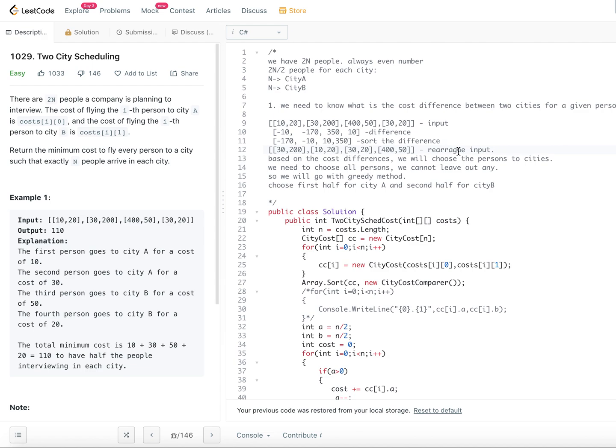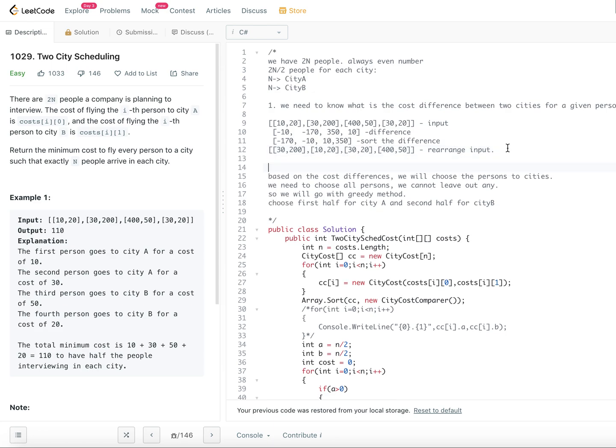So basically we are rearranging the input. Now that we have rearranged the input, what we are going to do is a greedy method. What is the greedy method? Basically, whatever the cost that is optimal, you just take it. In a greedy method, you are being greedy, and whatever is optimal for you, you just take it.